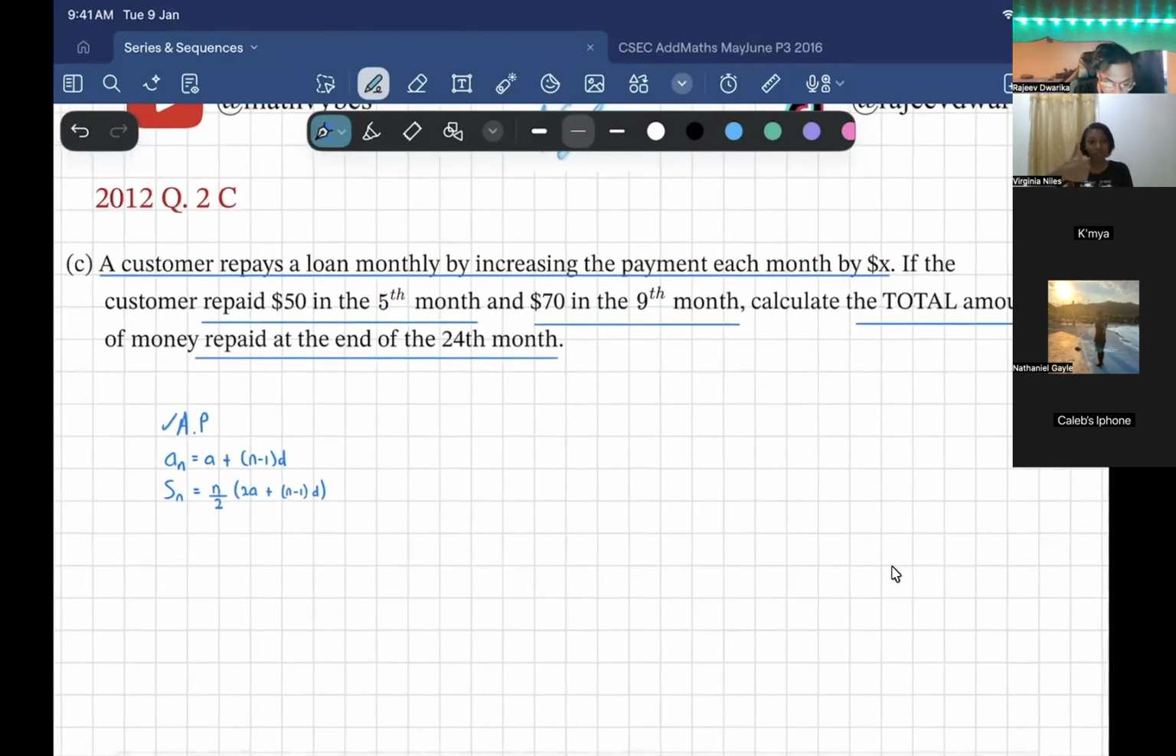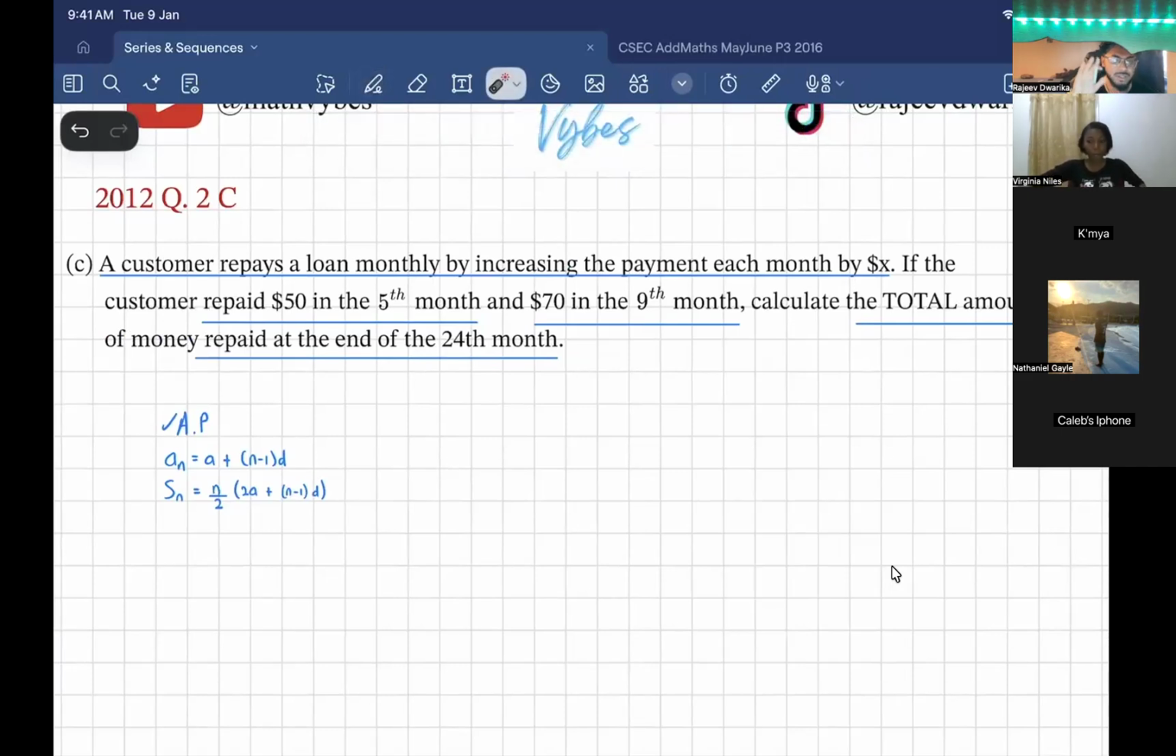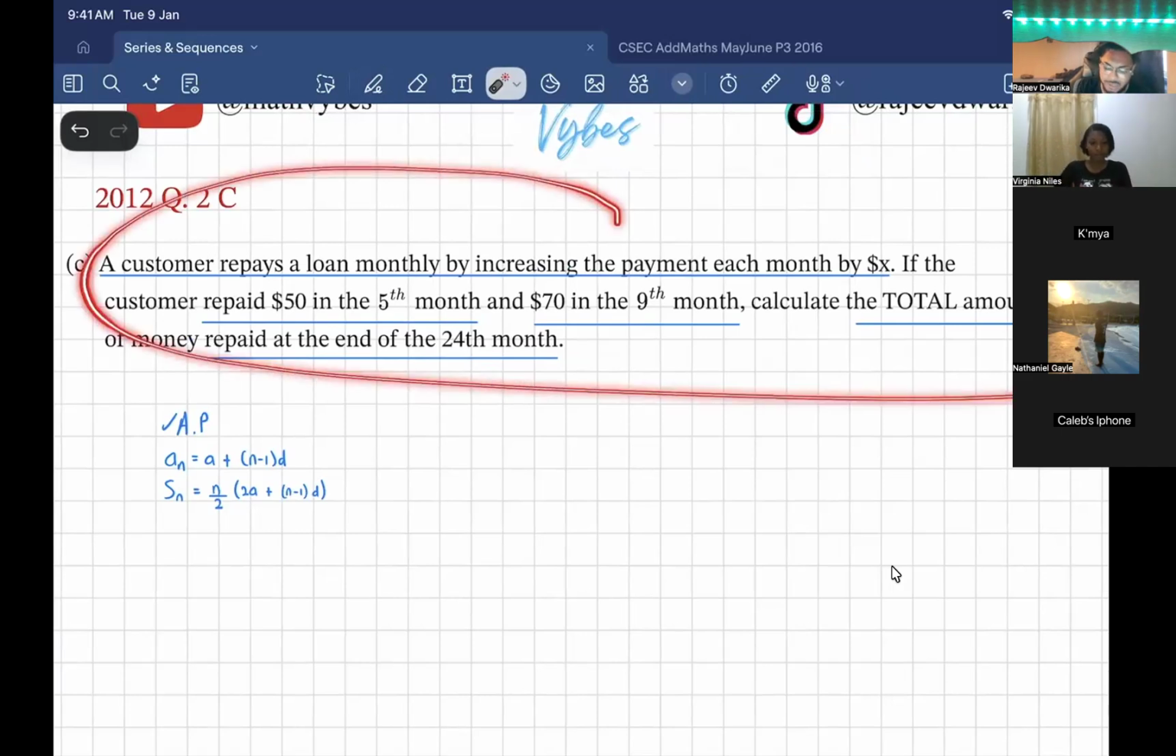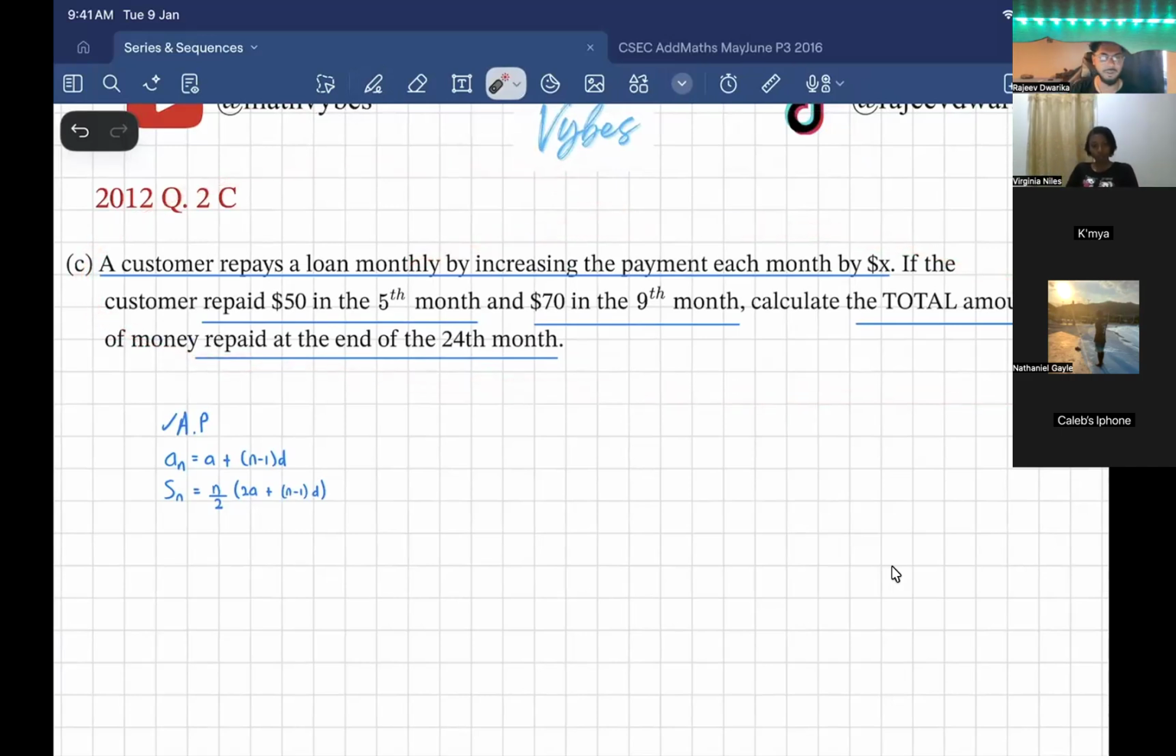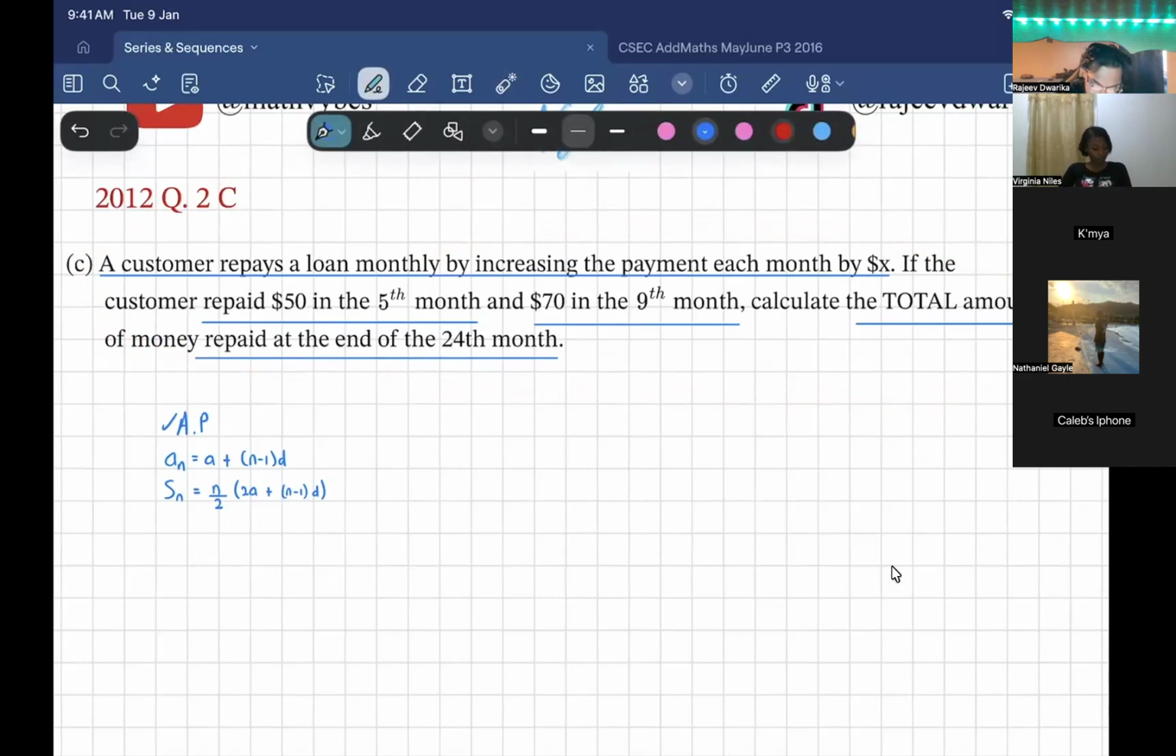That's it. So here, we have this n-th term formula and we have this S of n formula. Now, when we look at this question, Kamaya, are you seeing the first term? Did they give us the first term in the question? No, sir. That's our unknown.